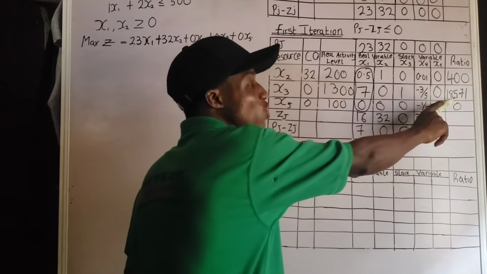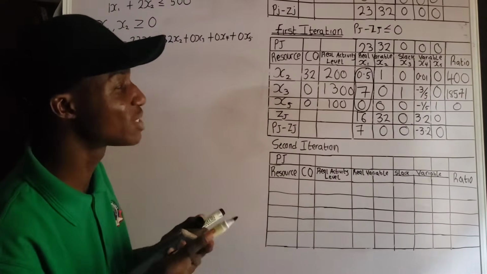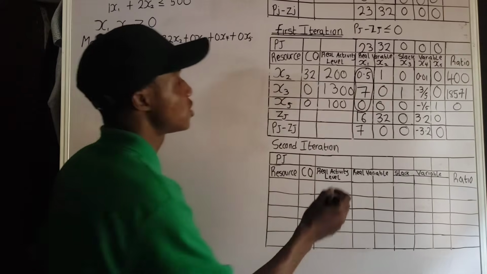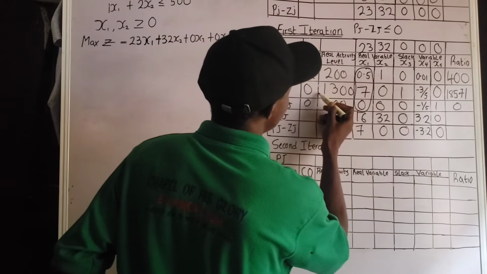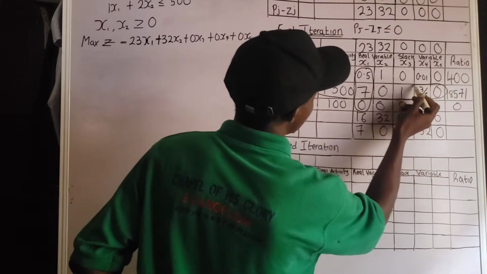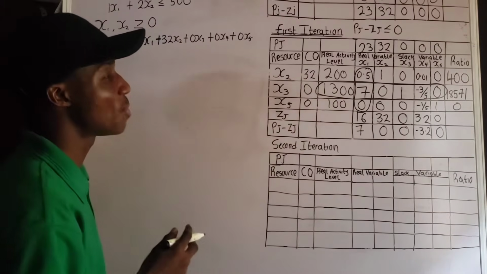So the lowest value is what? 185.71. The row to which 185.71 belongs will be my what? Key row. You understand? So I'm going to circle from this place to this place. So I have gotten the key column and the key row.